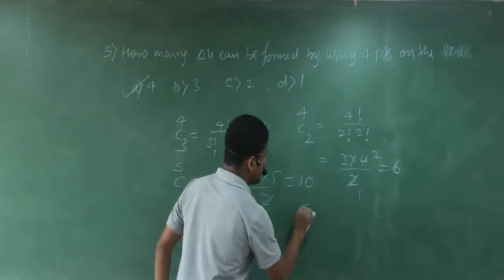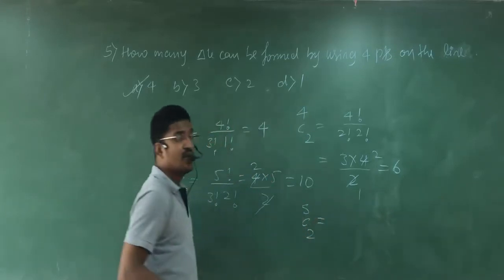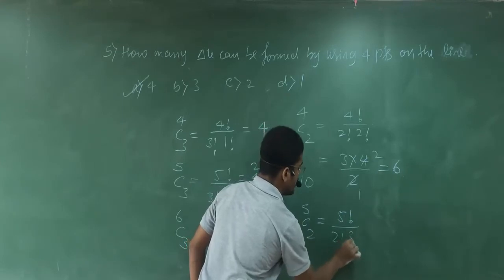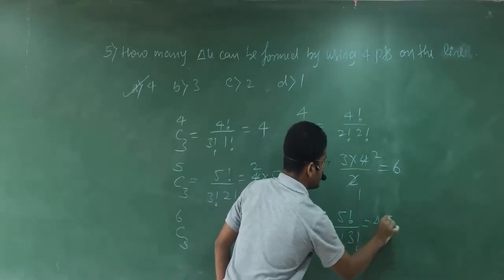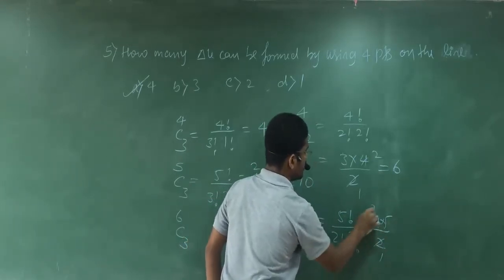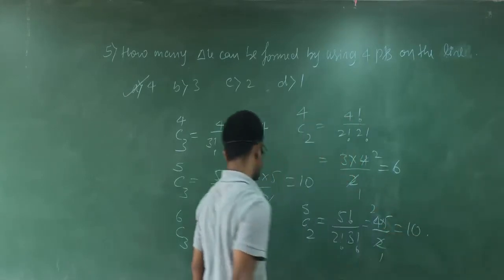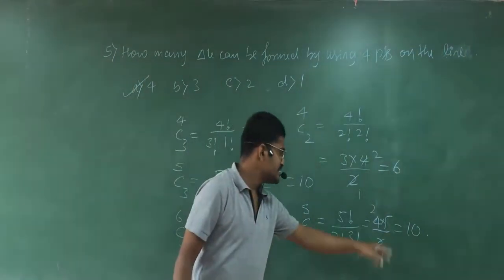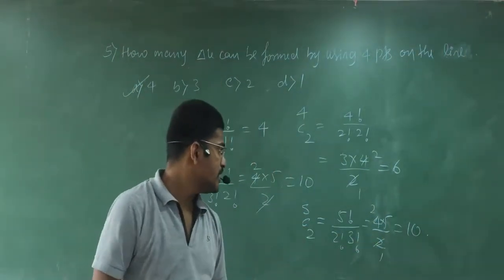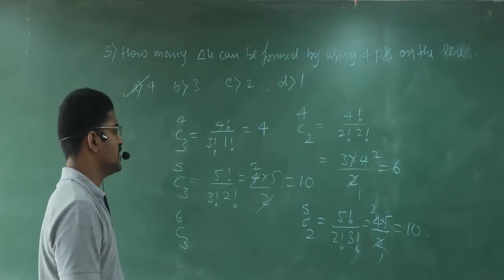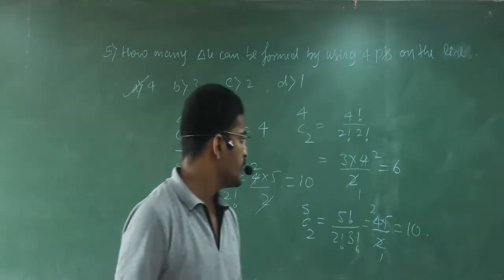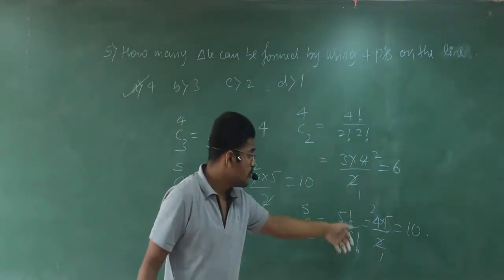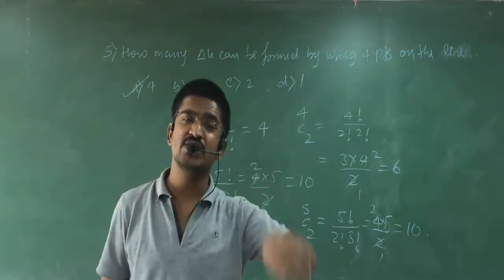Suppose there are 5 points, that is 5C2. Clear? 5C2 means what? 5 factorial divided by 2 factorial into 3 factorial. 3 factorial cancel. 4 into 5 divided by 2, 2 into 2. So 5 into 2 is 10. That means 10 lines you can form if you have 5 points on the circle.